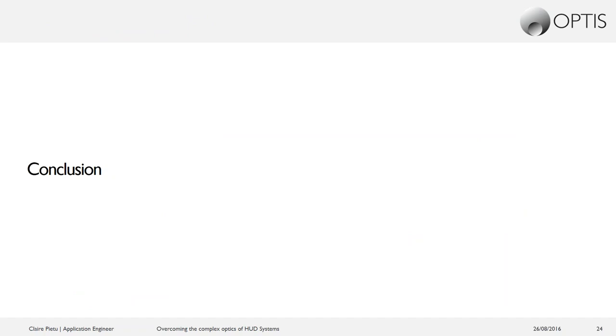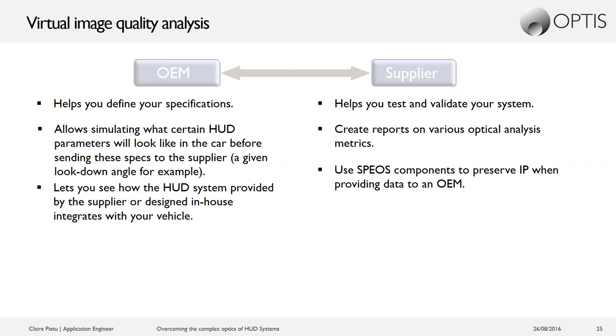As a conclusion, I'd like to summarize the benefits of using SPEOS for HUD analysis. As an OEM, it helps you define your specifications. It allows you to simulate what certain HUD parameters will look like in the car before sending these specifications to your supplier. It lets you see how the HUD system provided by the supplier, or designed in-house, integrates with the whole vehicle. And as a supplier, it helps you test and validate your system and create reports. Also, one important point that I'd like to come back to is a feature called SPEOS components, which allows you to export some CAD data and some SPEOS data, all bundled together in a black box that you can send to your OEM, for example, and that lets you preserve IP.